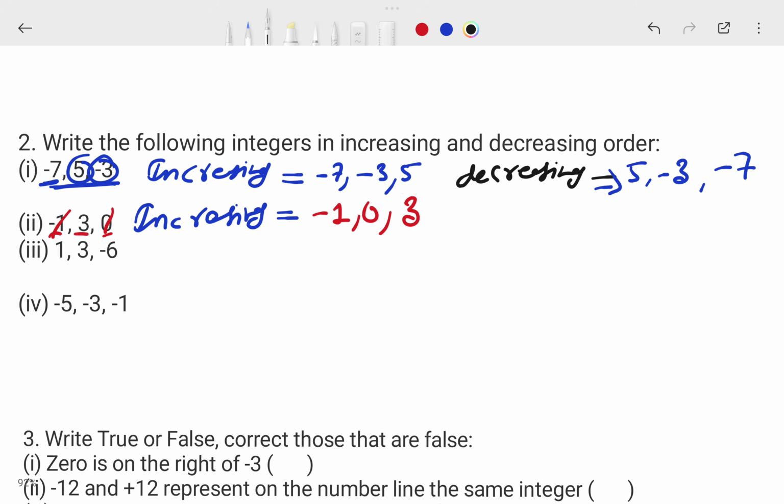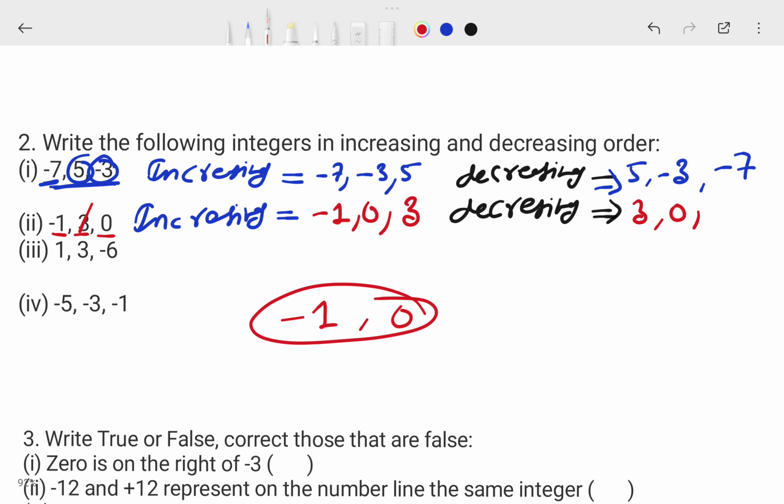Now let's talk about the decreasing order. In decreasing order, we have to write the greatest number first. Among minus 1, 3 and 0, which is greater? 3 is greater, so write 3. After the 3, which is greater, minus 1 or 0? 0 is always greater than minus 1. Then after that, write minus 1. So you have written this, and just take it opposite: 3, 0, minus 1. Take the opposite and you will write it like that also.